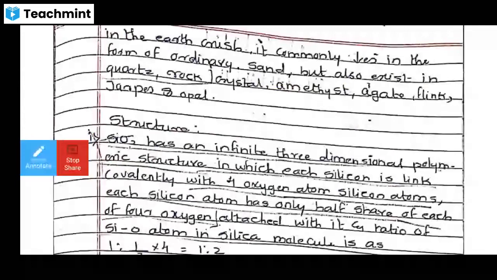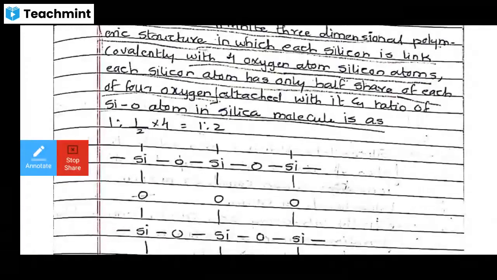The structure of SiO2 is tetrahedral. Silicon has a similar structure to carbon, so tetrahedral structure means the silicon is attached to four different oxygen atoms and they form the tetrahedral structure. It forms an infinite three-dimensional polymer, with each silicon linked covalently to four oxygen atoms. Each silicon atom has only half share of each of the four oxygen atoms attached to it.